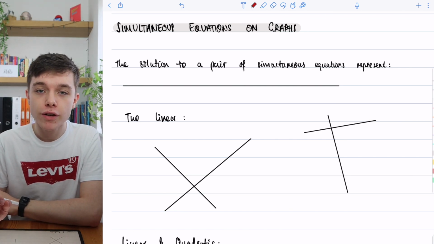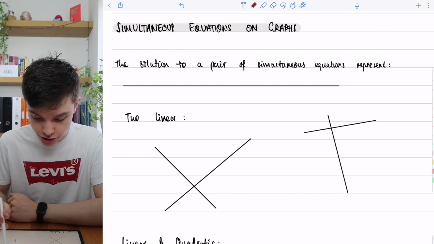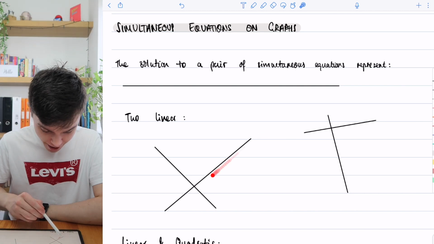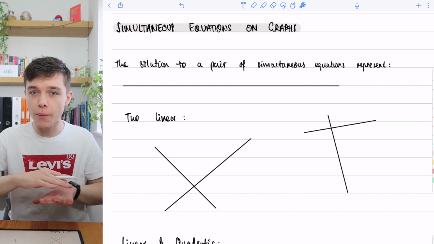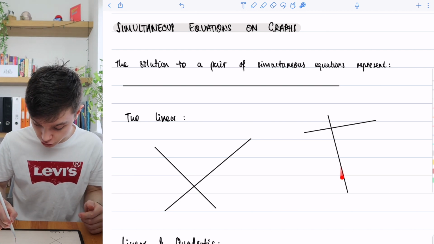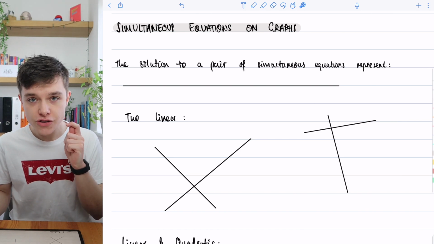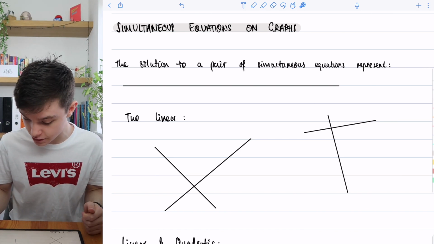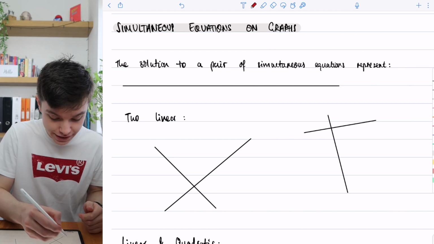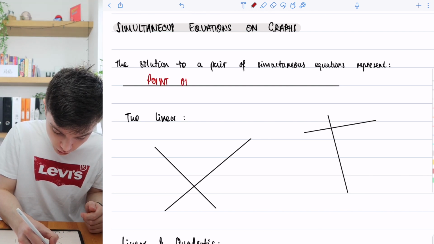But if you've got two, and you can see here, for example, two linear simultaneous equations, we've got a straight line here, we've got another straight line, and they go on forever. I've just done some random lines there. Or we could have something that looks like this, one line here and one line here. The solution to the pair of simultaneous equations is the point of intersection. And you've probably seen this before.